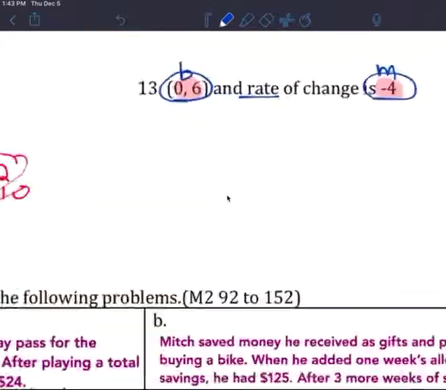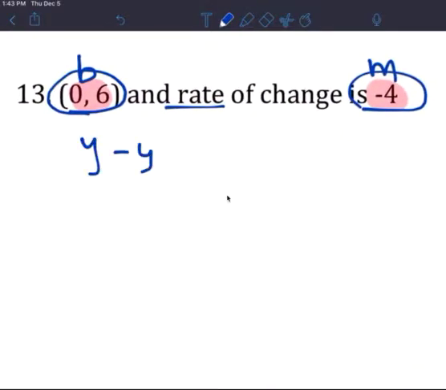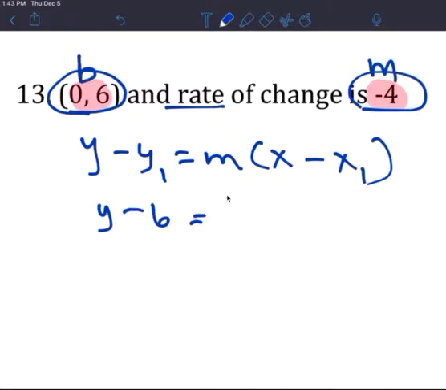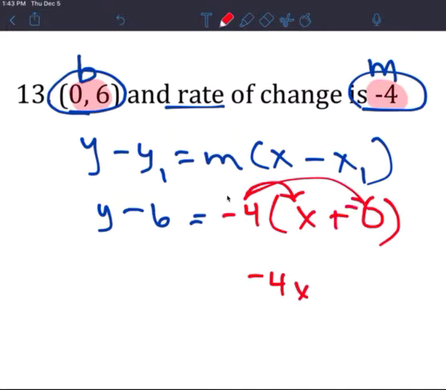Oh, well. Okay, y minus y sub 1 equals m parentheses x minus x sub 1. Y minus 6 equals m, the rate of change is negative 4 parentheses x minus 0. Okay, so distribute. Negative 4 times x is negative 4x. Negative 4 times 0 is 0. Equals y plus a negative 6. Additive inverse, right? Add 6.